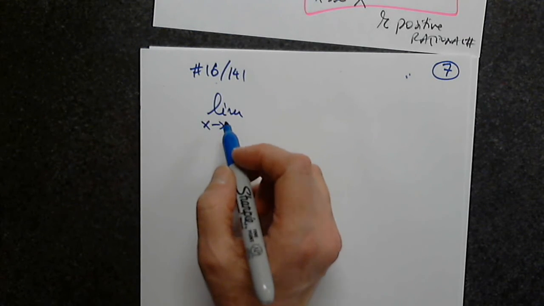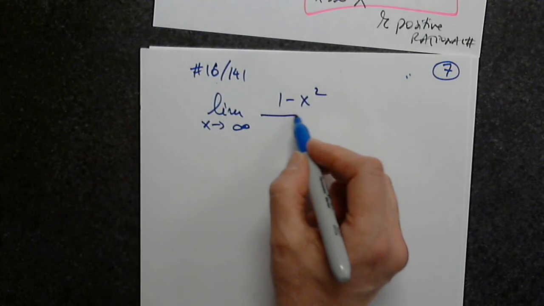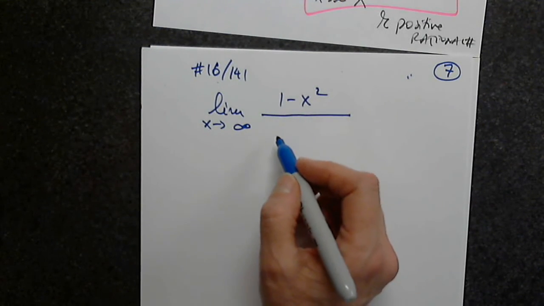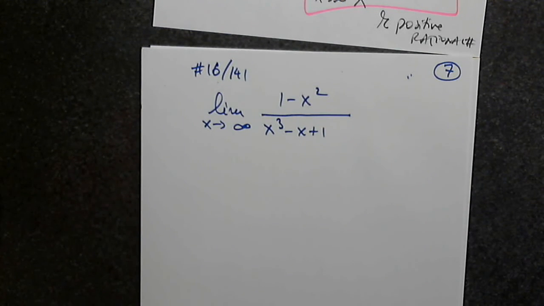The limit as x approaches infinity of (1 minus x squared) divided by (x cubed minus x plus 1). Yes, that's what it is. Okay.